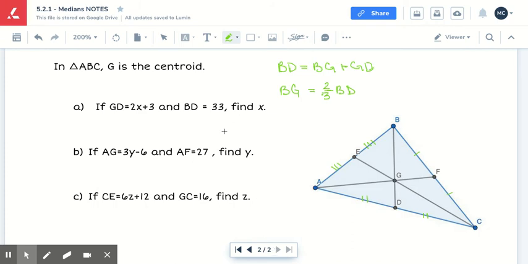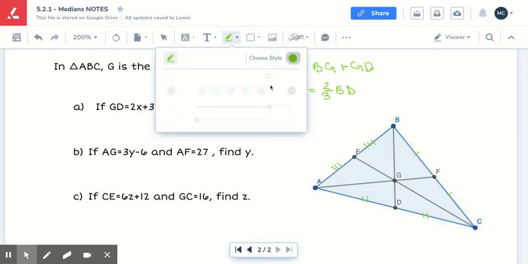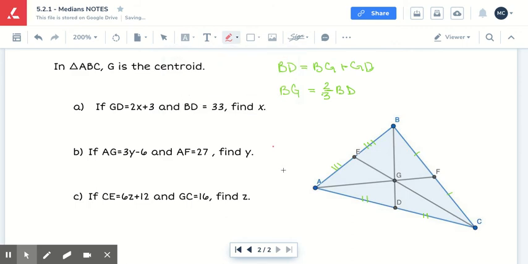Okay, so in order to figure out what to do with this, I'm going to look at what information I have that I can plug in here. I've got something I can put in for GD, so I'm going to underline that one. And I've got something I can put in for BD, so I'm going to underline that one everywhere it appears. The one that I don't know is BG. So I'm going to have to use these two things together in order to find BG. I think I'm going to start with this one right here.